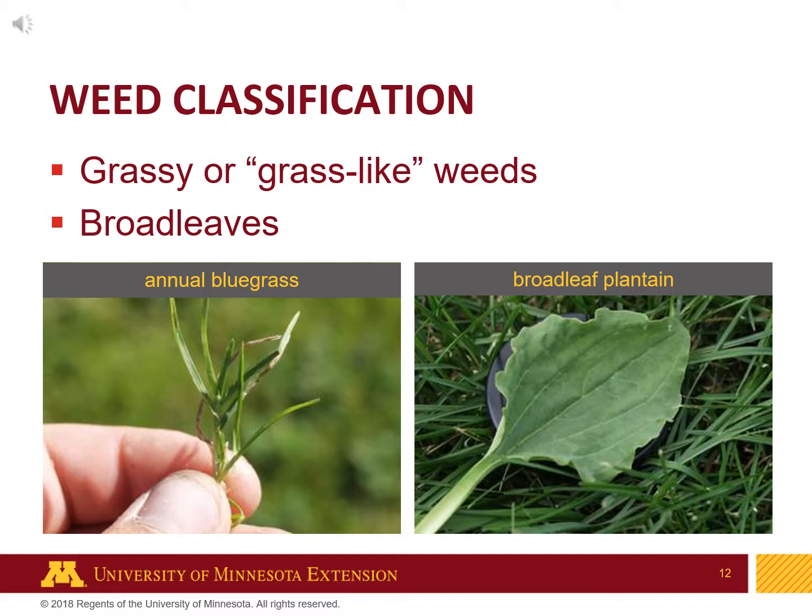Later in this weed control module, you will be using a weed ID tool to identify an unknown weed species. For now, understand that weeds are often classified based on how they appear, as either being grassy or grass-like, or as broadleaves. Annual bluegrass on the left is an example of a grassy weed, and broadleaf plantain on the right is an example of a broadleaf weed.